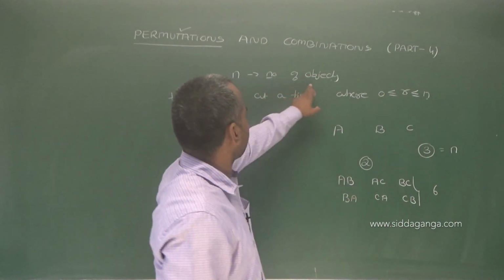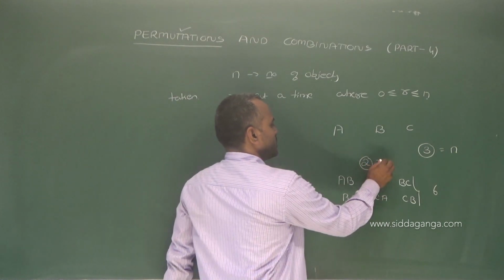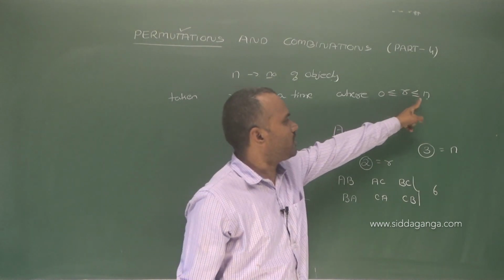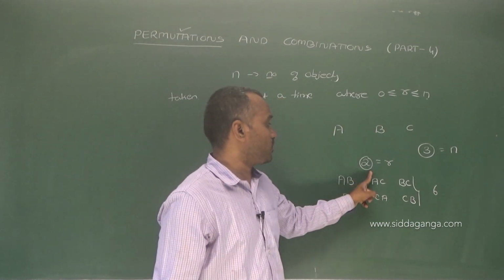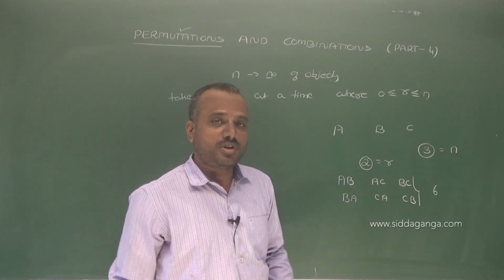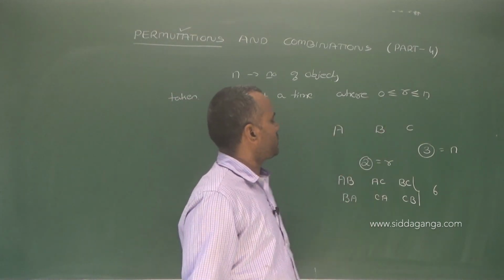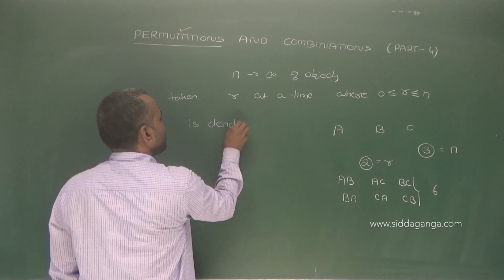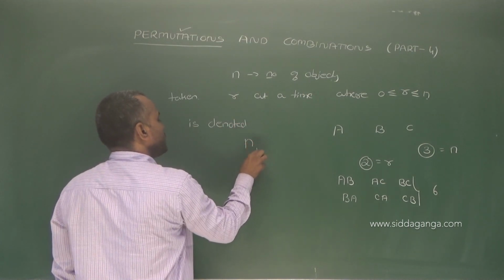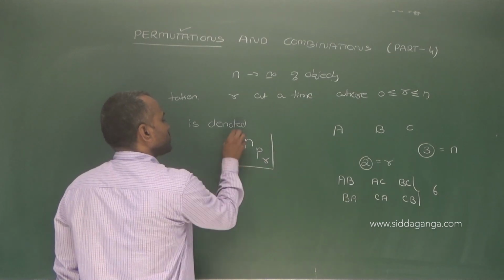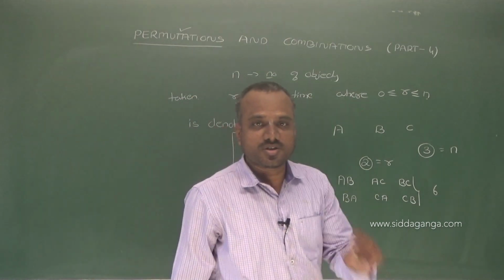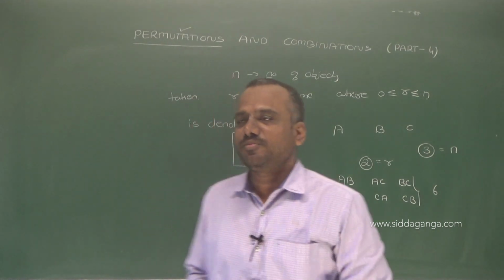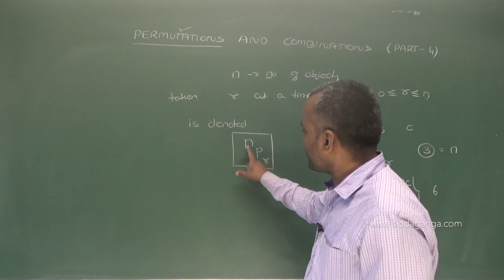Clearly observe. N number of objects taken r at a time. Here r is 2, where r must be greater than or equal to 0 and less than or equal to n. This is very important. Permutation is denoted by nPr. This is the notation to denote the permutation. Permutations are denoted by nPr.